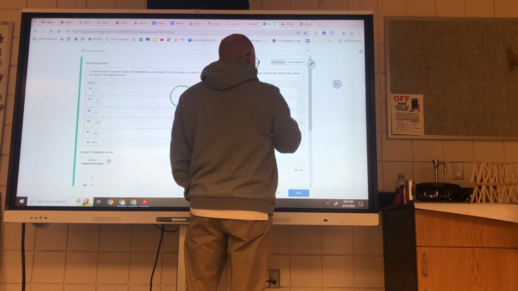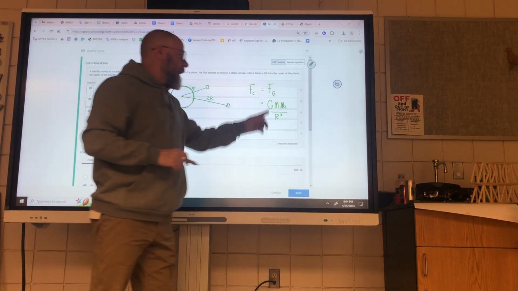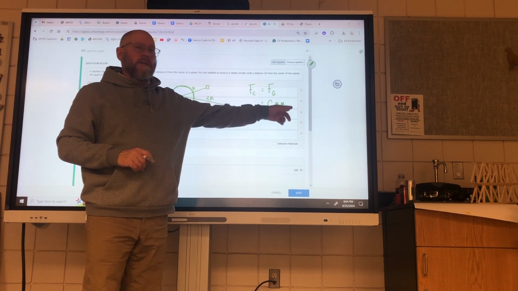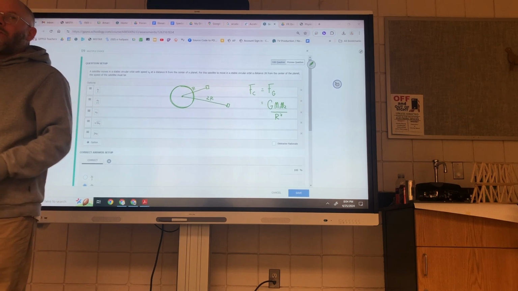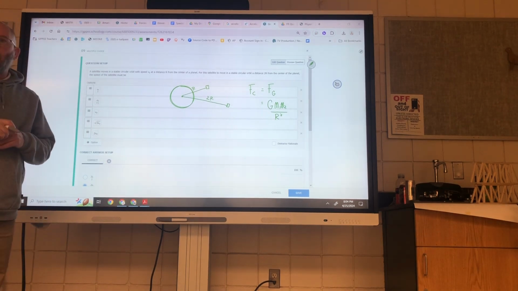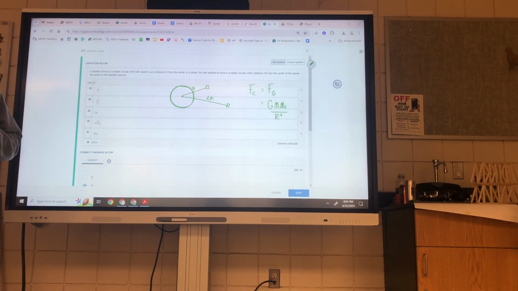The absolute value of Fg equals G M1 times M2 over R squared. So this is the mass of one object, we'll call it the planet. This is the mass of the other object, the satellite. The R is the orbital radius, so it's the radius from the center, right? Not the altitude, it's the radius from the center.